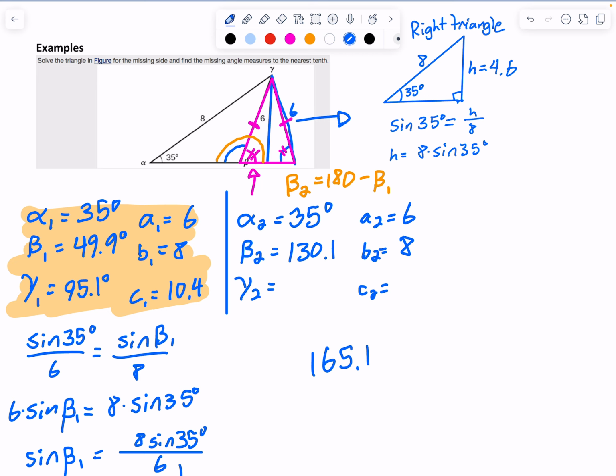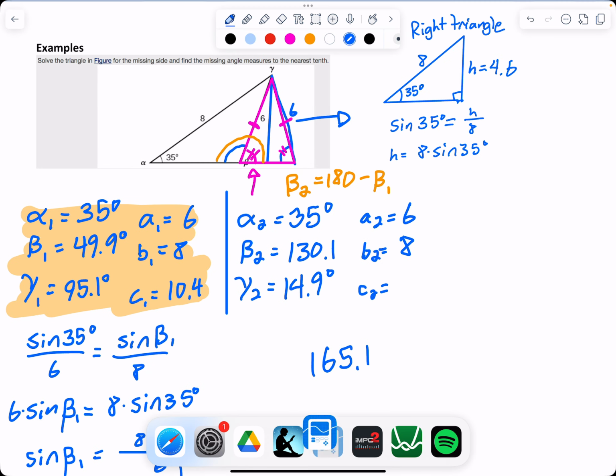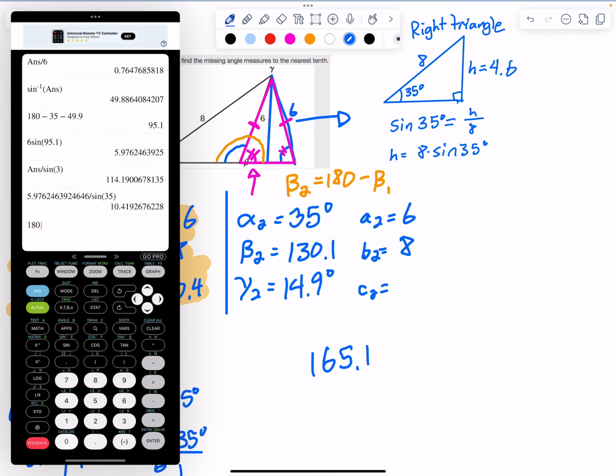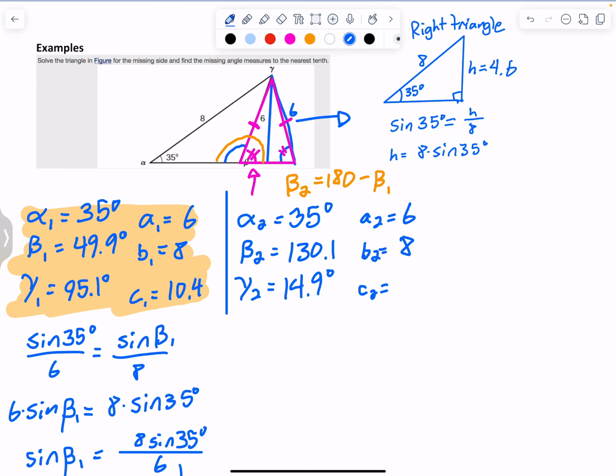So if you look here, if I add those two, I get 165.1, 14.9, I believe. Let's double check that. It's in the morning for me. So we got 180 minus 35 minus 130.1, 14.9. Okay, cool.